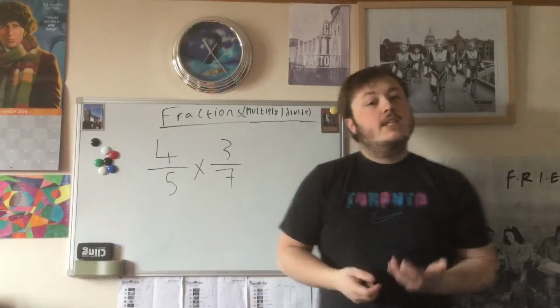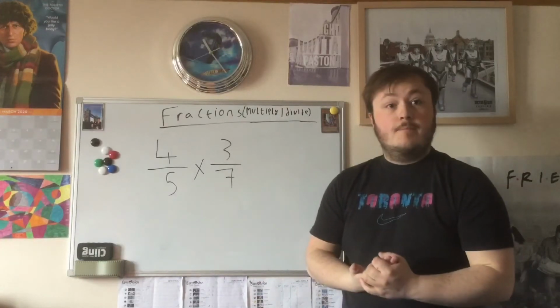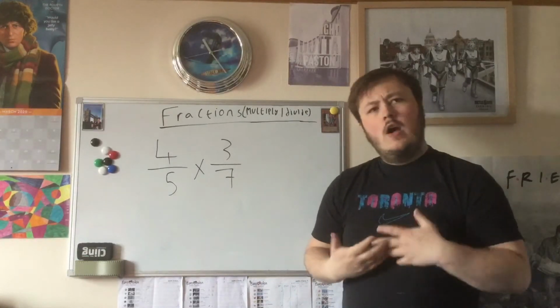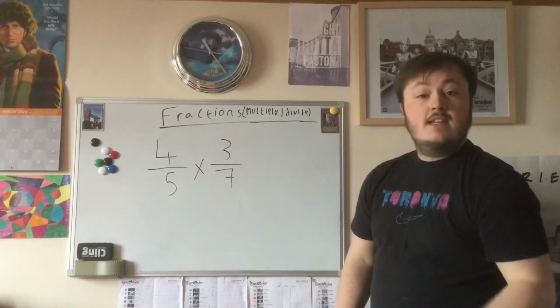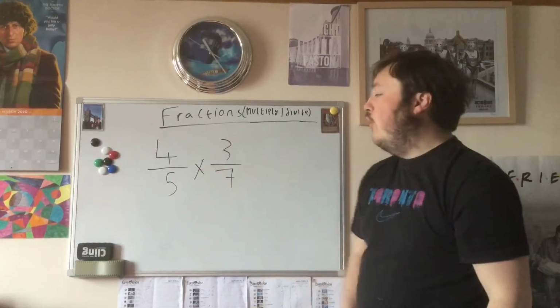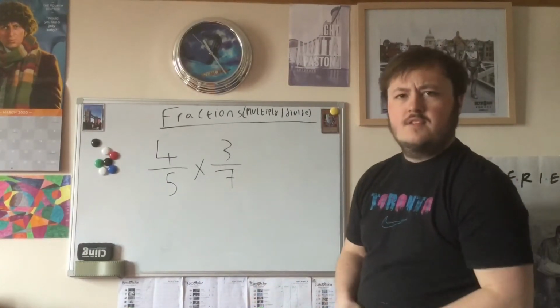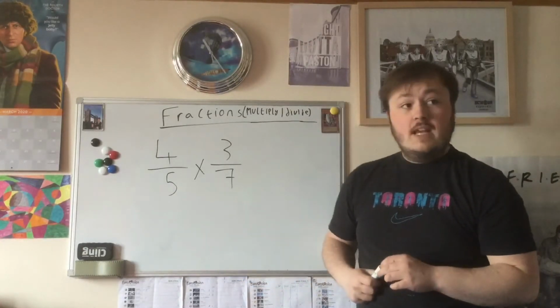So in today's video, we're going to be multiplying and dividing fractions with each other. Now multiplying and dividing I always see is easier than adding and subtracting. You may disagree. Let's see how this video goes. So 4/5 times 3/7. Here's how you do it. It's pretty simple. Does it matter if the denominators are different?